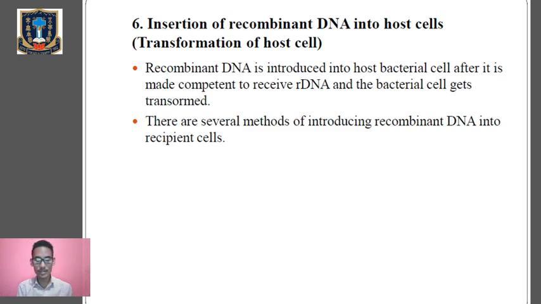In the last class we learned about the process by which we can make the bacterial cell competent to take up the foreign DNA or recombinant DNA. So for insertion, the host cells need to be made competent so that they will be able to take the recombinant DNA. Once the bacterial cells take up the recombinant DNA, they become transformed. There are several methods by which we can introduce the recombinant DNA into the recipient cell or host cell. Let's go through them.